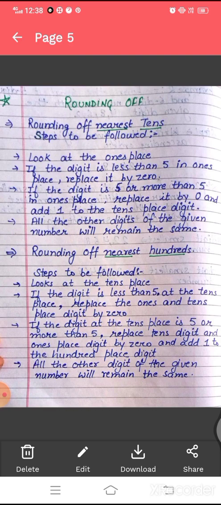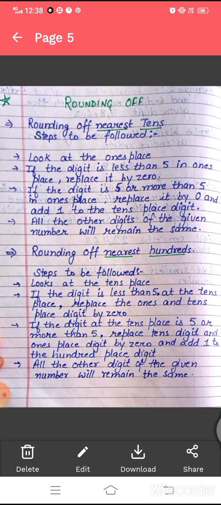Okay, now we will learn the concept of rounding off. Rounding off means the approximate value. When we are talking about the approximate value, we call it rounding off. Rounding off to the nearest tens. What are the steps we have to follow? Firstly, you have to look at the ones place. If the digit is less than 5 in the ones place, replace it by 0.